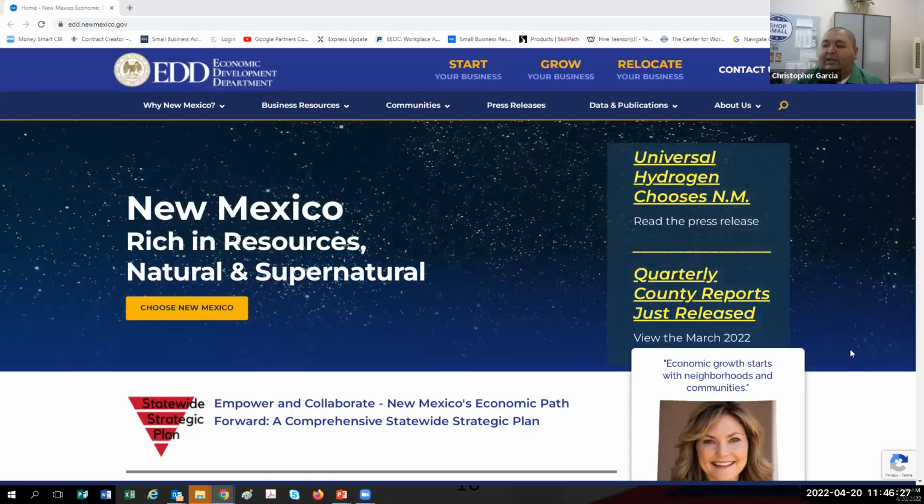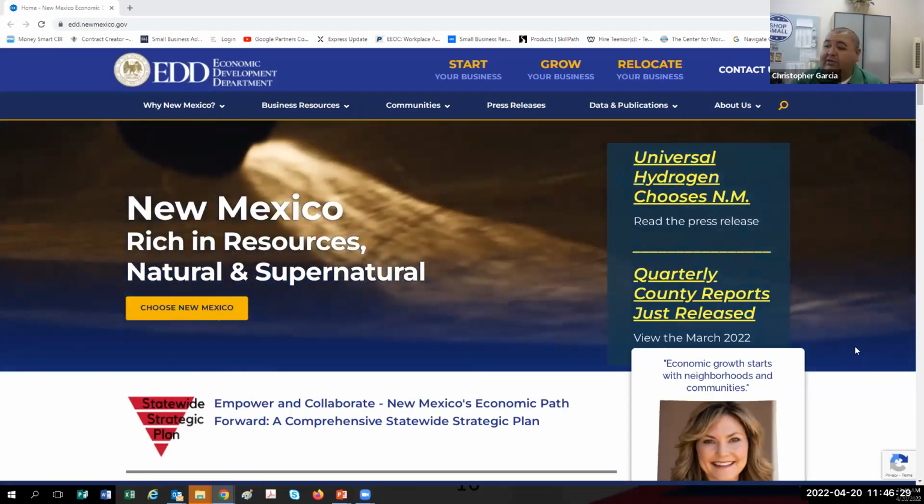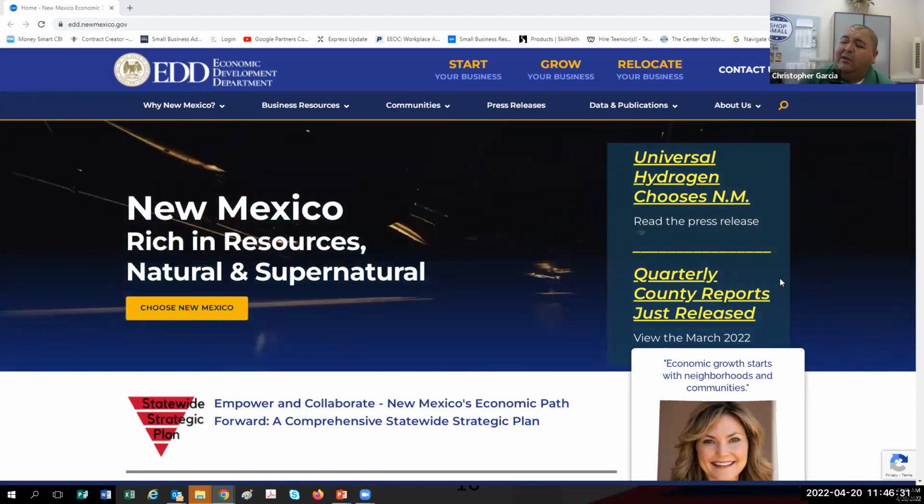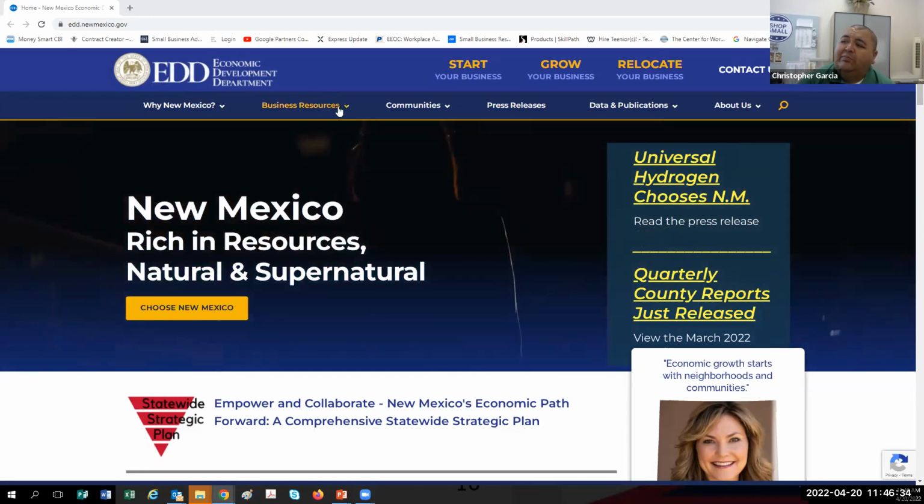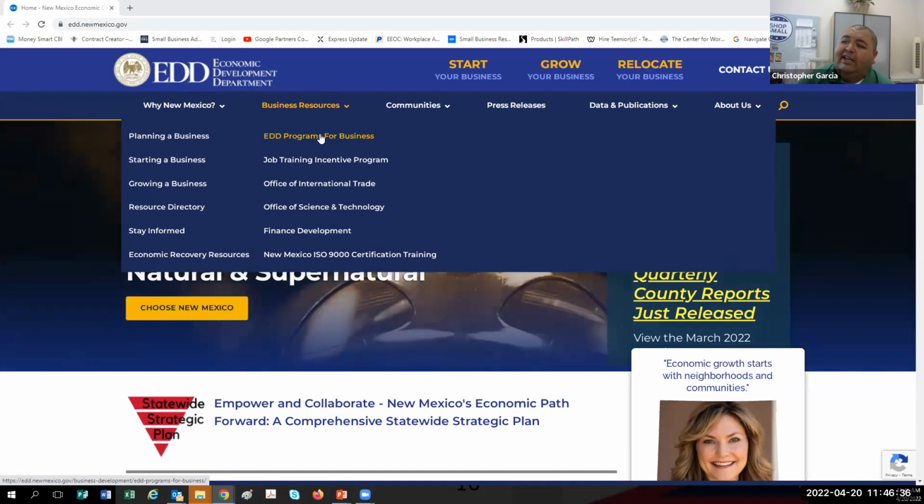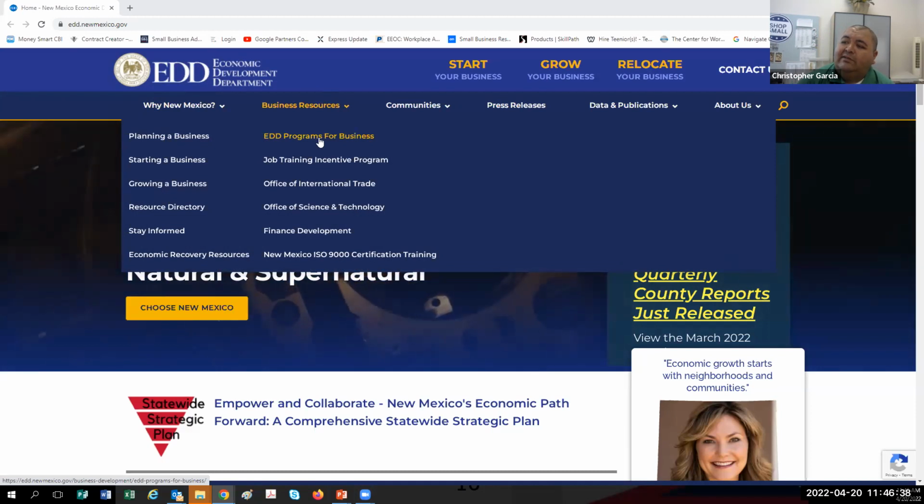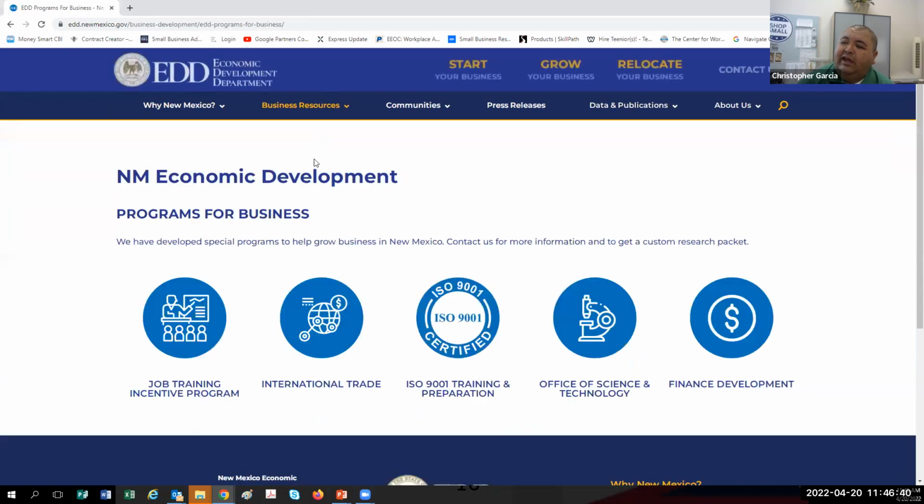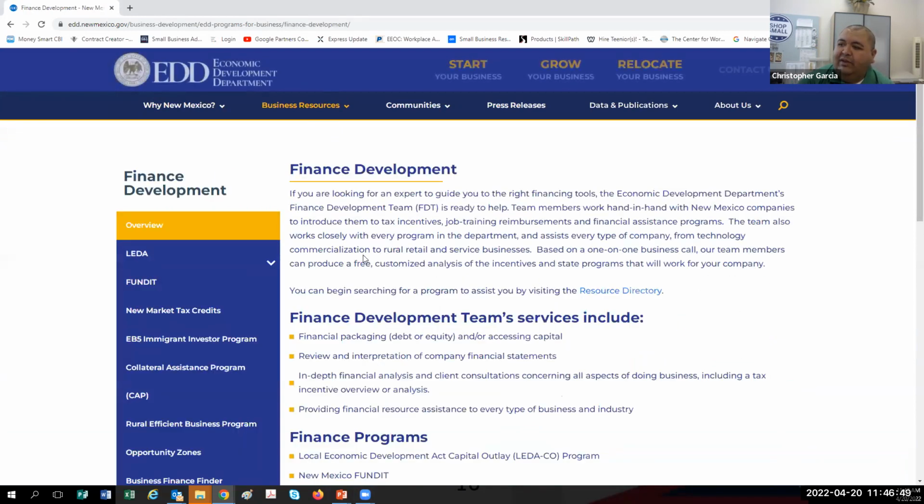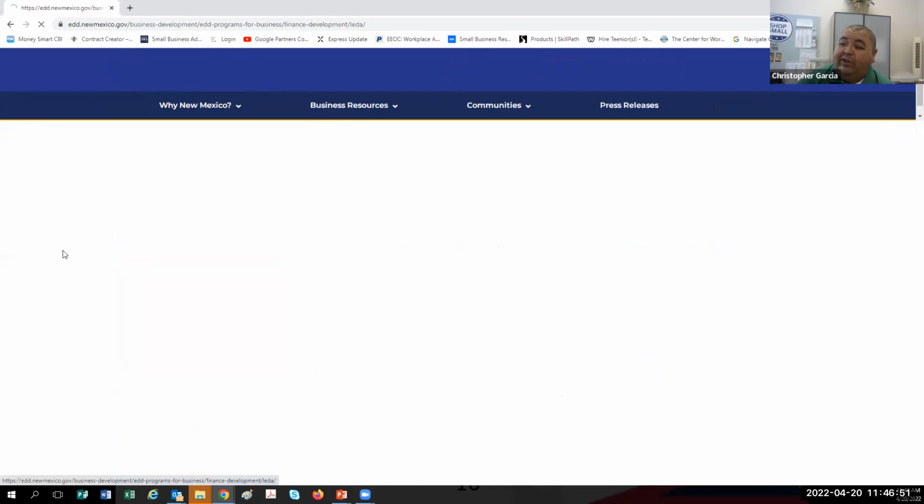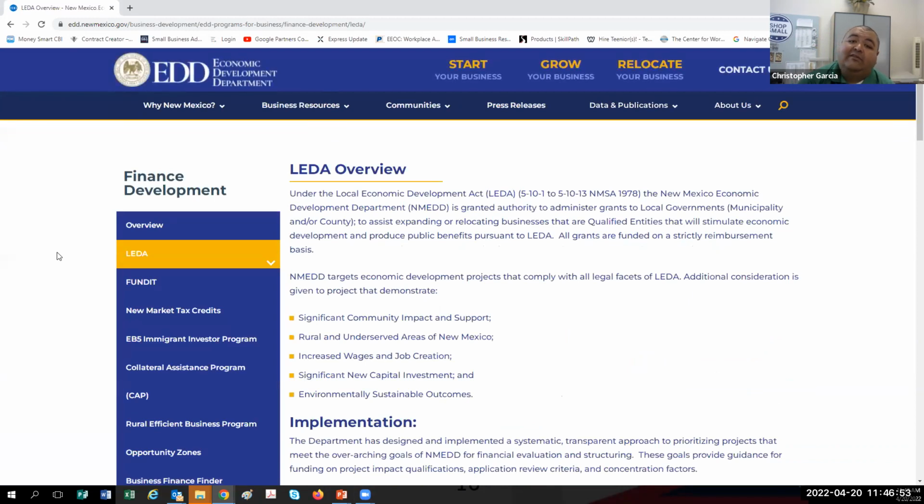So this is what the New Mexico Economic Development Department website looks like. The part that most concerns me today is under business resources and EDD programs for small business. You could go over all of the programs available to you. The programs I want to cover are under finance development. And the first program I want to go over with you is LEDA, or the Local Economic Development Act.